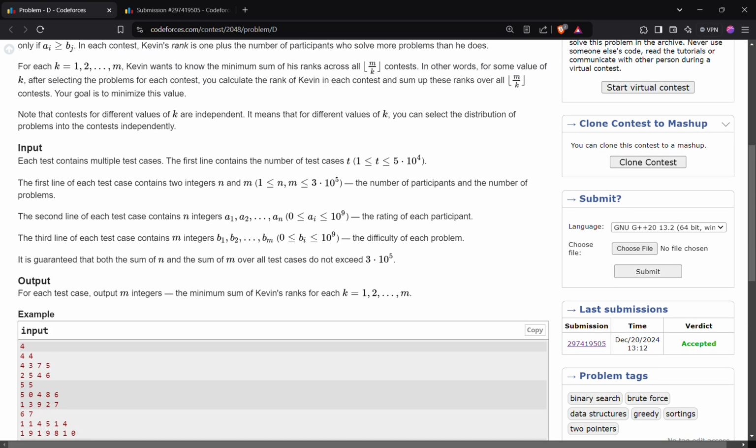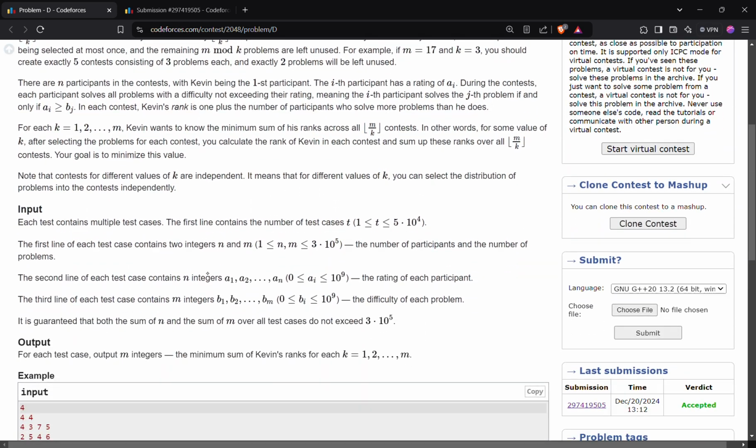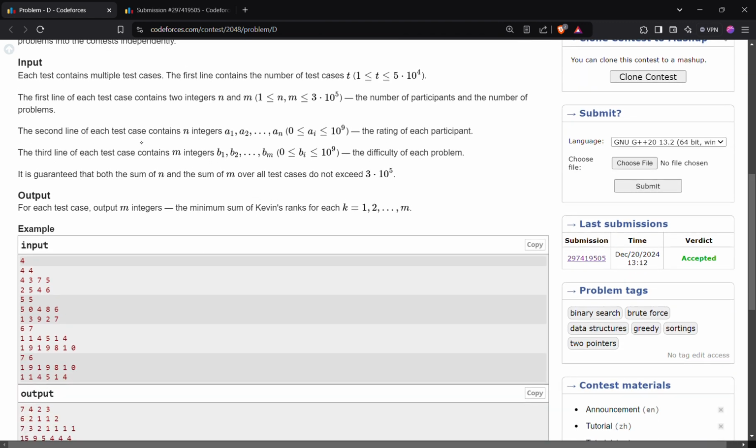So that is a big long question. I hope you understood it. And so we will be given n and m, both up to 3 times 10 to the power of 5. So an O of n times m or O of n squared kind of solution won't work.